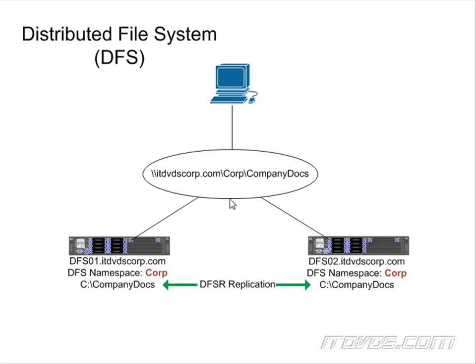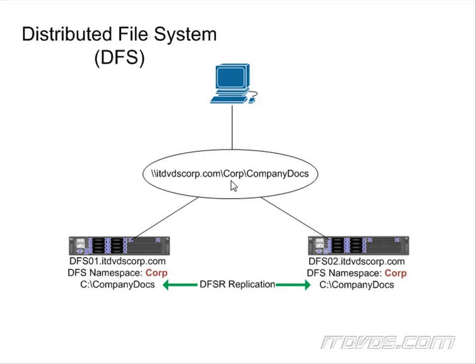And then the other part is DFS replication, which we can use to replicate two folders that are on two different servers. So in this example, we're going to have a folder on the C drive of both DFS01 and DFS02 called company docs. There's going to be replication that occurs so that those two folders are always the same.